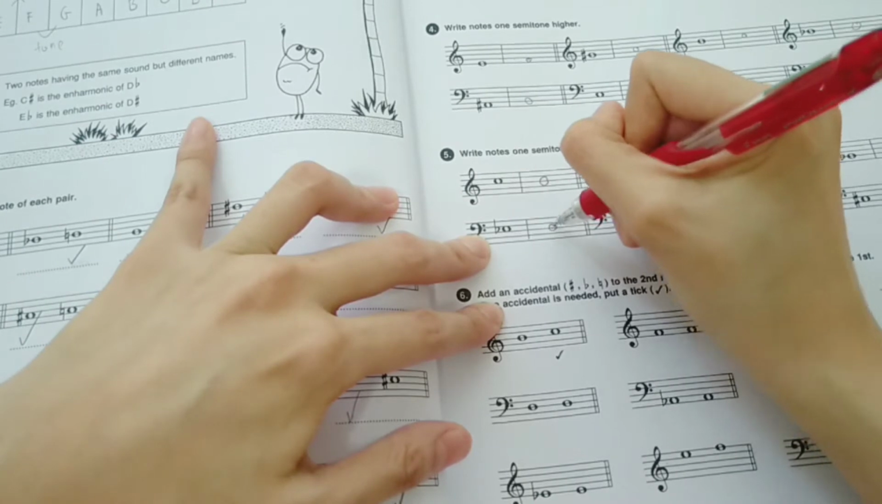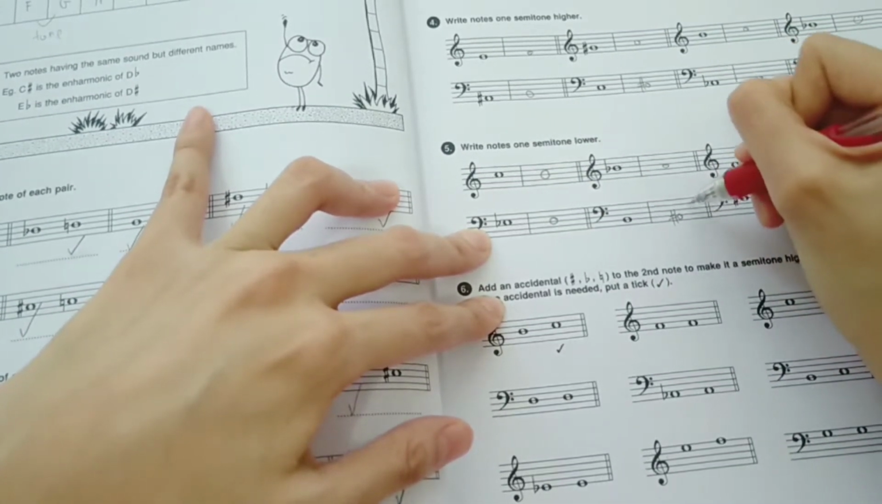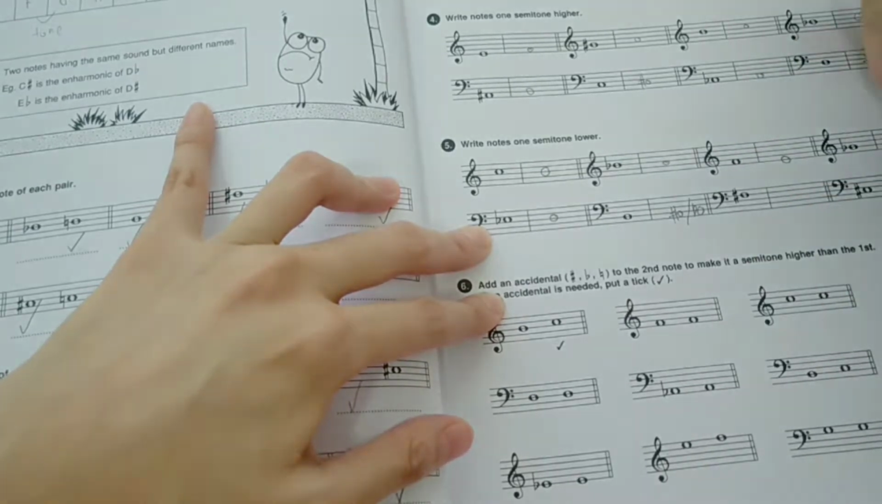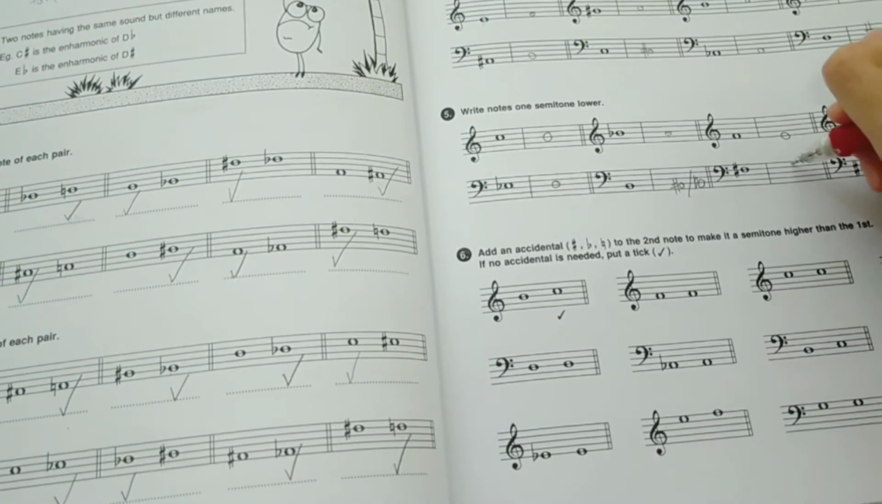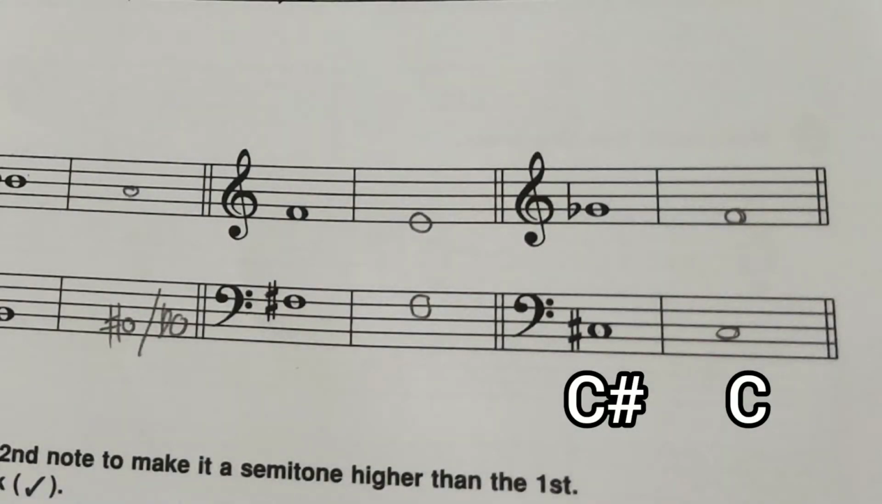Bass clef, E flat will be D. B will be A sharp, or you can also write B flat. Now F sharp will be F natural. C sharp will be C.